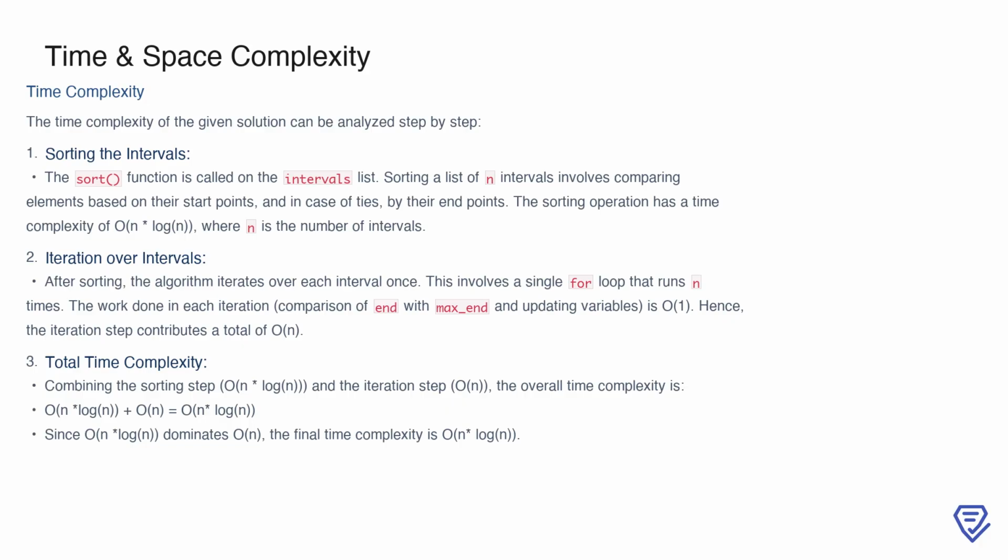Then, after sorting, the algorithm iterates through the intervals using a single loop. In each iteration, it performs constant time operations, such as comparing the current interval's endpoint with the maximum endpoint seen so far and updating variables. With n intervals, this iteration contributes n to the time complexity. When we combine these two steps, the total time complexity becomes n*log n plus n, which simplifies to n*log n. Since the sorting step dominates, this is the final time complexity of the solution.